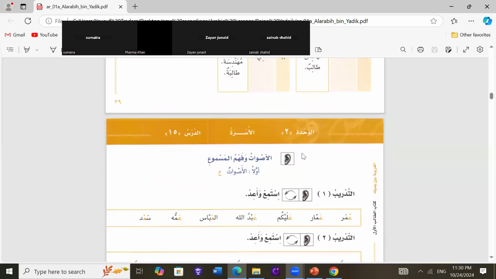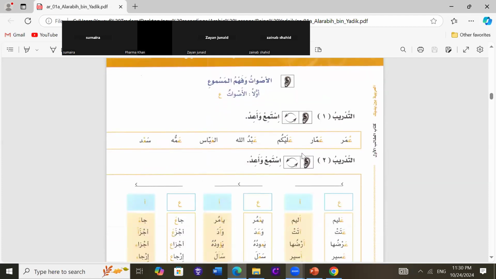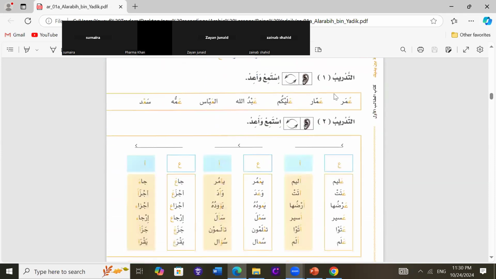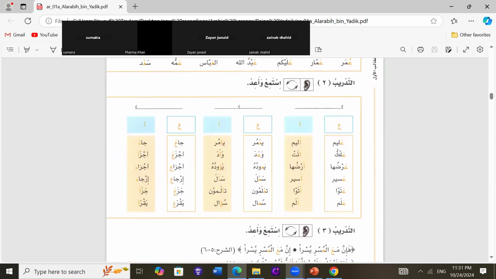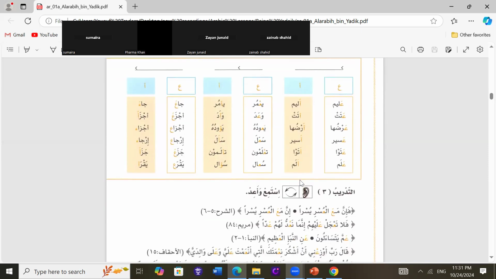These exercises I'm leaving to you guys for your wajibul manzili, your homework. Next exercise is at-tadribul awwal. These words you have to speak out loud and practice as much as you can, so you can easily take out the makhraj from your throats. Like alayhim, alim, atat, arduha, asir, ataw, alam.